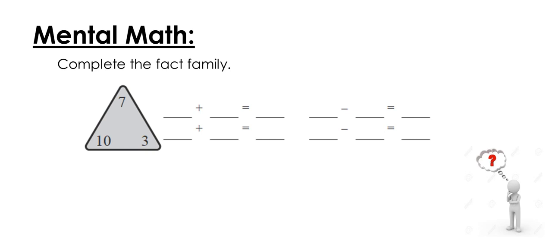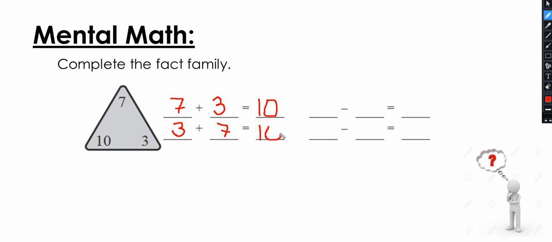So let's see, we have the numbers 10, 7, and 3, and they are a family. We have to complete the fact family. So let's see, we have to do 2 additions and 2 subtractions using the same numbers. So we can go 7 plus 3 equals 10. We have all the numbers right. 7, 3, and 10. Yes. We can also go 3 plus 7, which also gives us 10. So now the big number is outside after the equals.